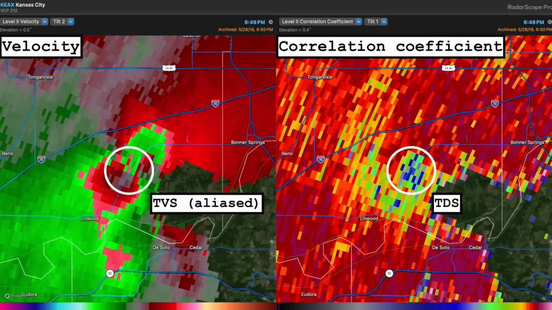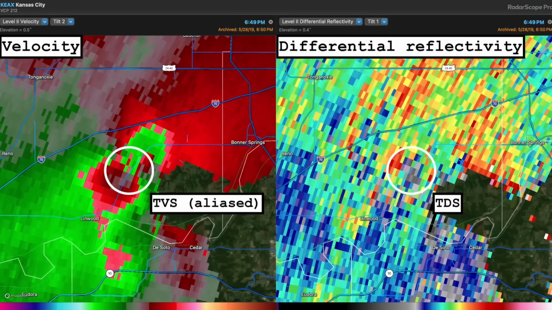While correlation coefficient provides the most effective way to see lofted debris via radar, differential reflectivity also has utility in this regard. The random orientation and irregular shape of tornado debris typically yields an area of low differential reflectivity coincident with the tornado vortex signature.